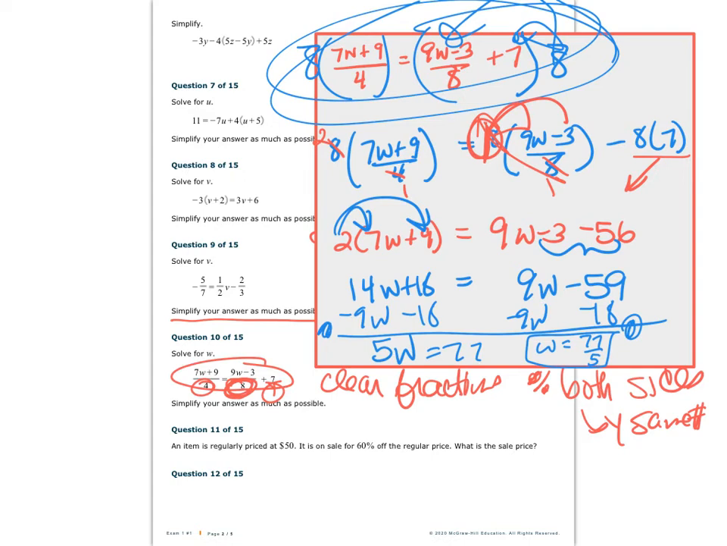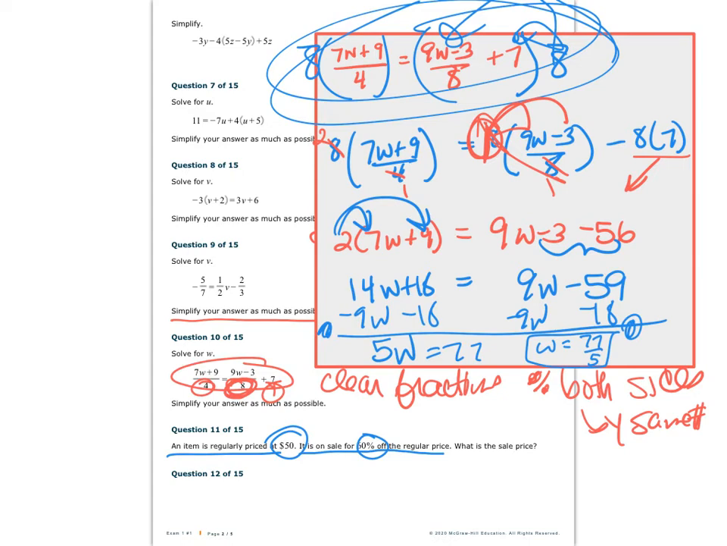Okay, let's take a look at number 11. An item is regularly priced at $50. It's on sale now for 60% off the regular price. So it's 60% off of $50. What is the sale price?